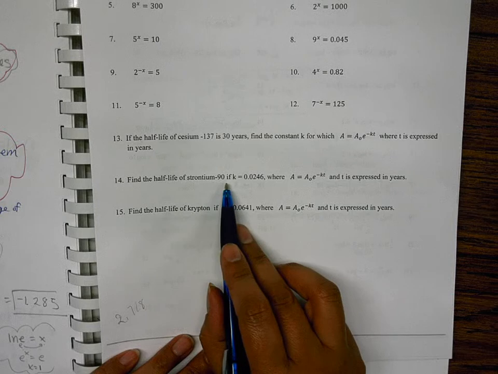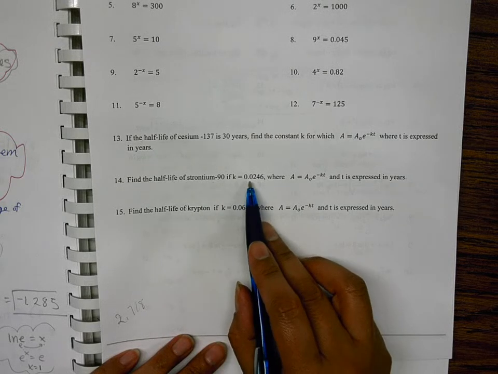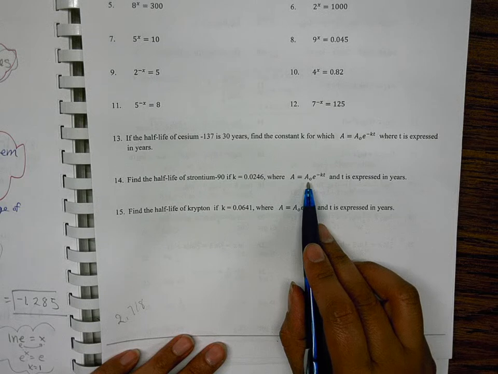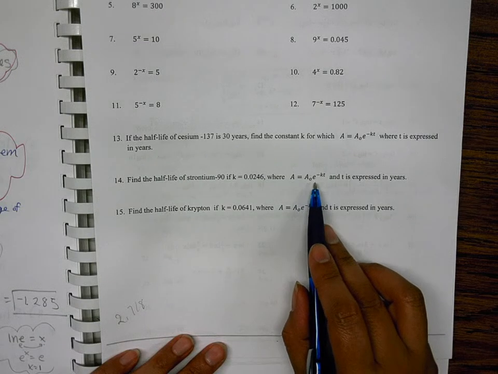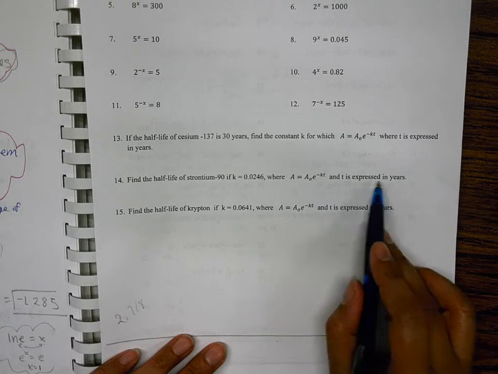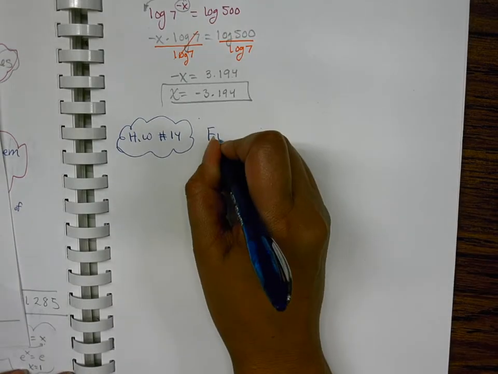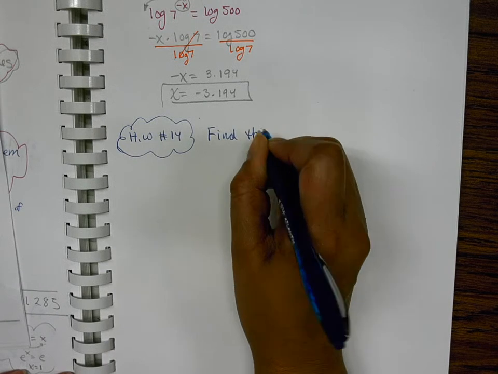Find the half-life of strontium-90 if K equals 0.0246, where A equals, we call this A naught, A equals A naught e to the negative KT, and T is expressed in years. All right, let's just write that down.